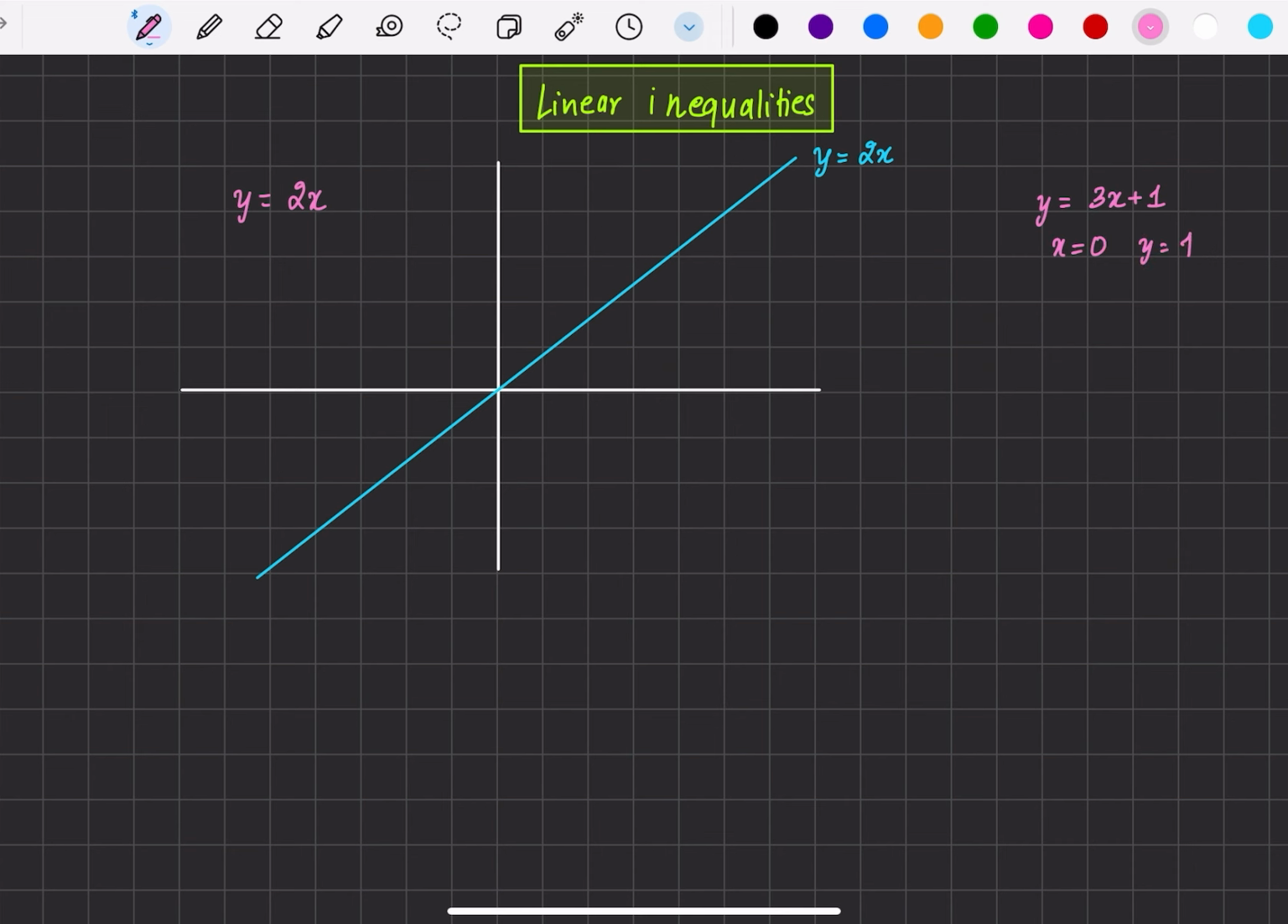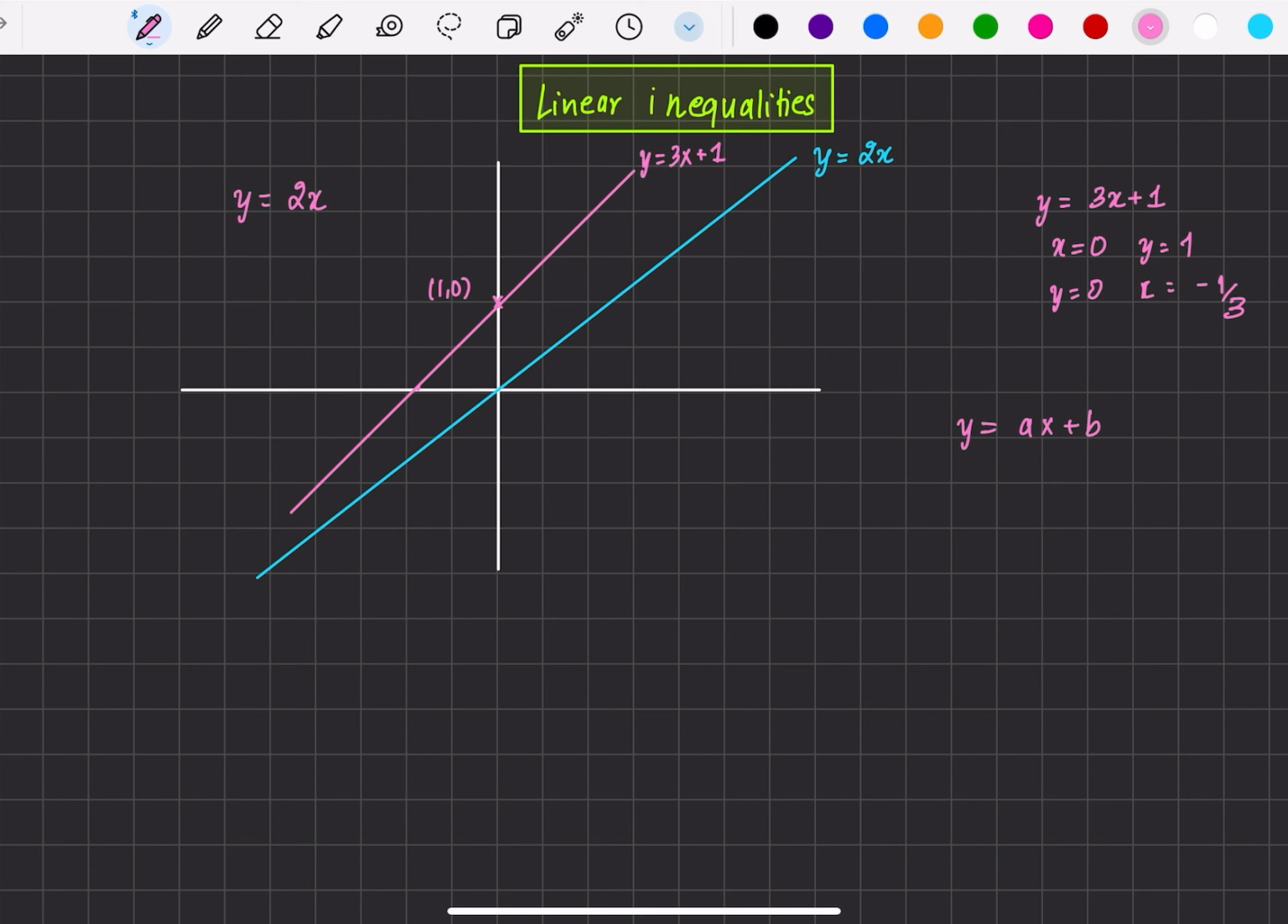So it passes through the point 0 comma 1. And if y equals 0, x equals minus 1 by 3, so it passes through this point as well. So you can draw this line as this. This is how you draw y equals 3x plus 1. Similarly, you can draw any given line. Any given line will look something like y equals ax plus b, and given any such line, you can plot it on the graph.